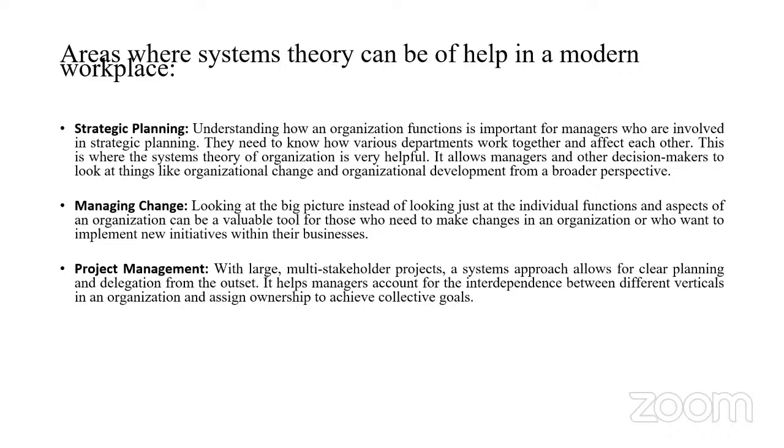Coming to strategic planning, having a very clear understanding of how an organization functions is very, very important for all those managers who are involved in the strategic planning. They need to know how these various departments work, how they are linked to one another, how they affect one another. All that information is mandatory for them, right? So this is where the systems theory of management is very, very essential. It allows all the managers and the decision makers to look at things like organizational change and organizational development from a broader perspective.